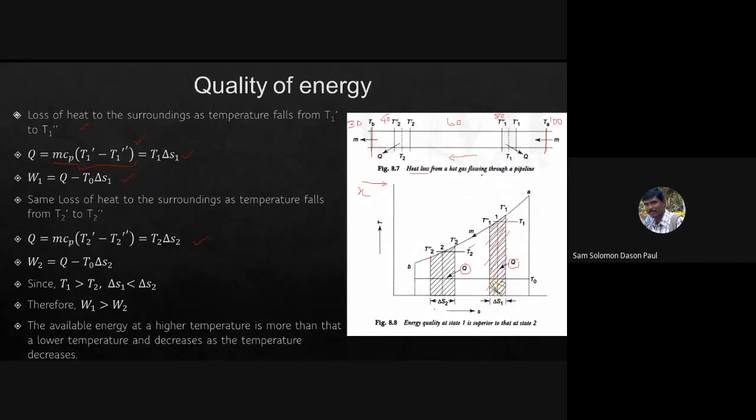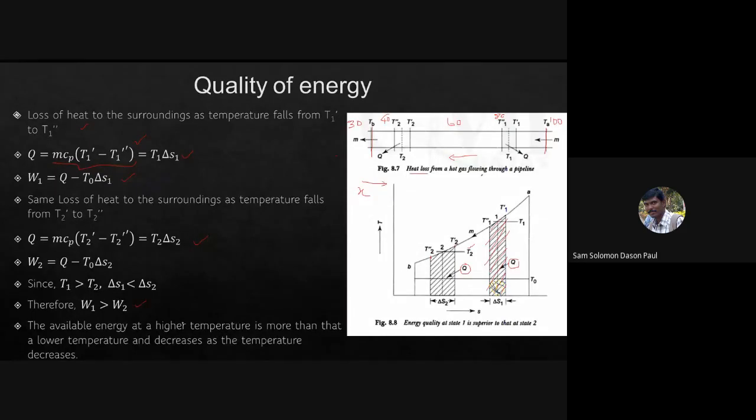You can remember the previous example that I gave you. If Q is the same amount of heat loss, I showed you with numerical values: 500 kilojoule divided by 400 gives you 1.25, and 500 kilojoule divided by 350 gives you 1.42. So if you have a lower temperature, your entropy change is going to be higher, and that contributes more to unavailable energy. So your W1 is greater than W2.